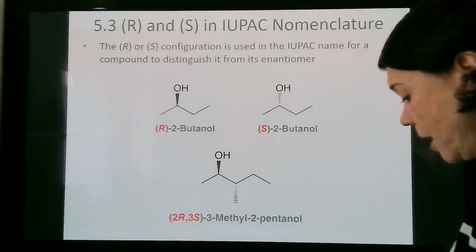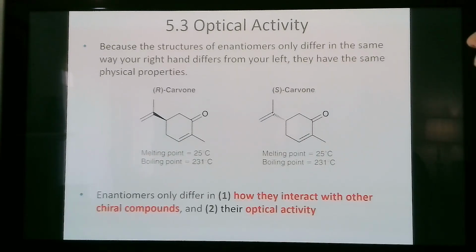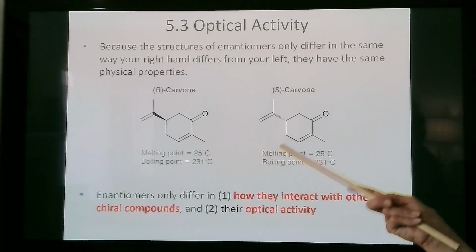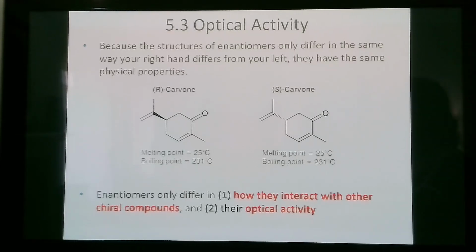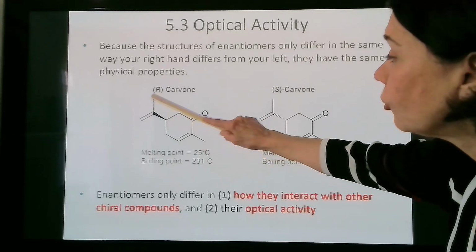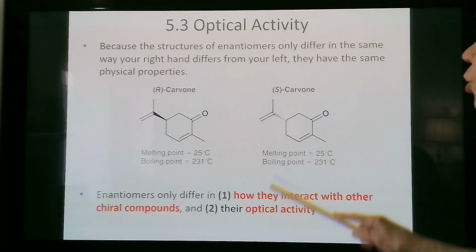Okay? So now, for the optical activity, which we're going to cover in just a minute, this is given because the carvones are probably the most famous pair of enantiomers. This is a common name. You do not need to memorize this, but they're just very interesting, and so they're discussed to point out that these are mirror images. This group is going out at you, and here it's going back, and otherwise they're the same, so these are 2 mirror images.